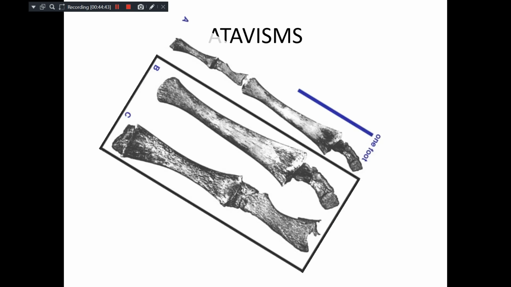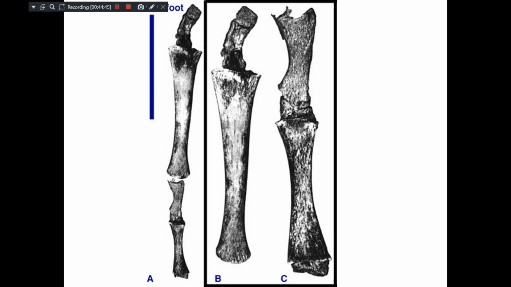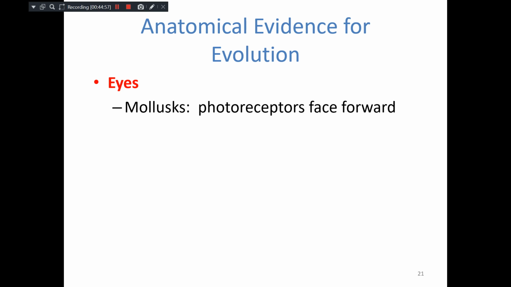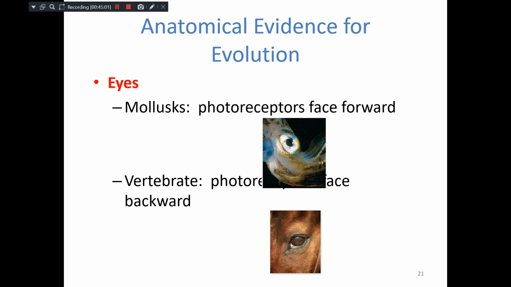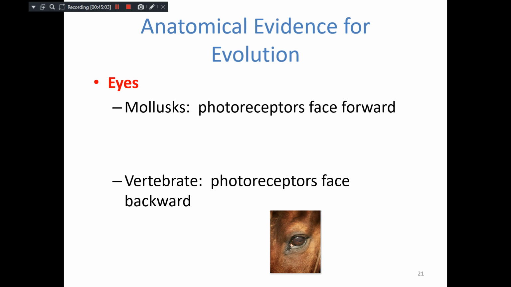So this atavism, even, is a very rare character. But certainly it gives us evidence with respect to our ancestry. We have even more evidences in support of evolution.